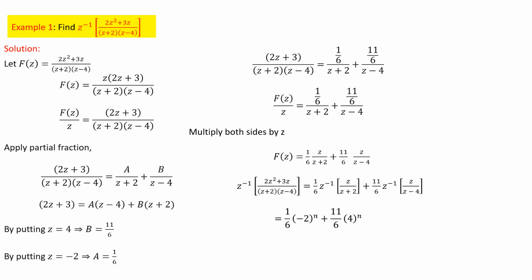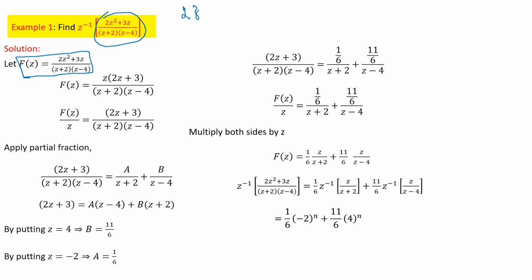Let us see question number 1. In question number 1, what is given? Z transform of 2z power 2 plus 3z upon z plus 2 times z minus 4. So as per step number 1, we consider this as my function, that is F of z. So F of z equal to whatever is given in the problem, you just write it. Then step number 2, we are going to divide F of z by z.